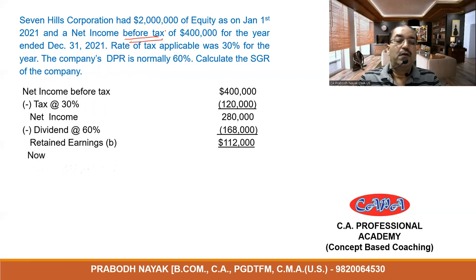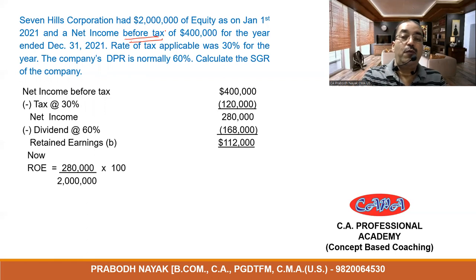Now, returns on equity. How much is available for equity shareholders? 280,000. What is the total capital invested? 2 million. $280,000 divided by 2 million into 100. That will give us a returns on equity of 14%.